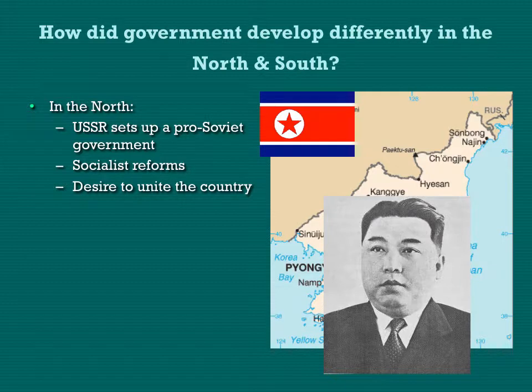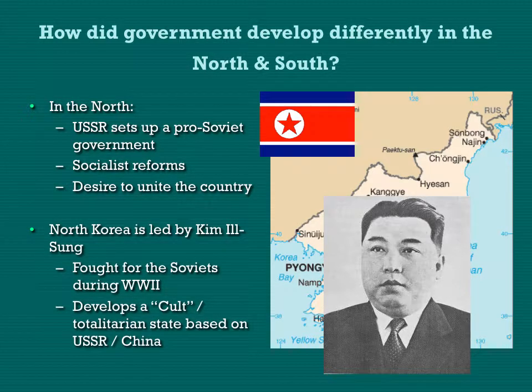The man they picked to lead this new country is a guy that they have a very close relationship with through World War II, which is Kim Il-sung. Sung was a communist revolutionary. He had fought with the Soviets in World War II. And basically, once he gets in power, he starts to develop a cult of personality, a totalitarian state, very similar to what we studied with the Soviet Union and Communist China.